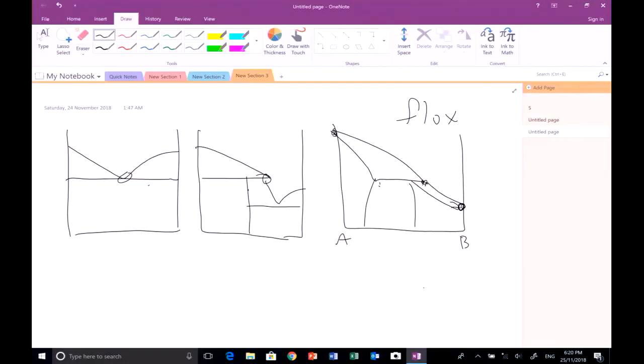What does matter is the invariant point, because that's when liquid formation is initiated. That's the onset of liquid formation. But the state of complete liquefaction is defined by the liquidus surface. So in this system, the liquid is initiated at T1, but all along the liquidus surface, the complete liquefaction is indicated there.